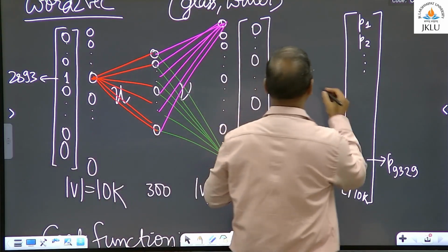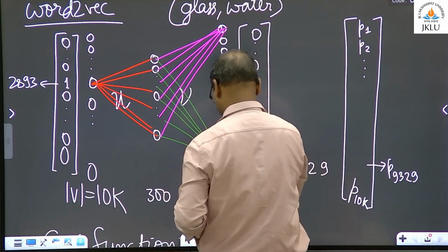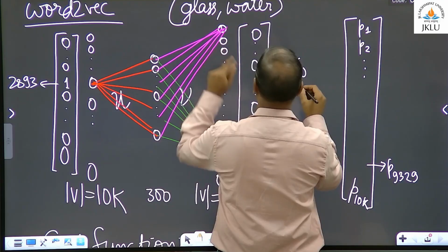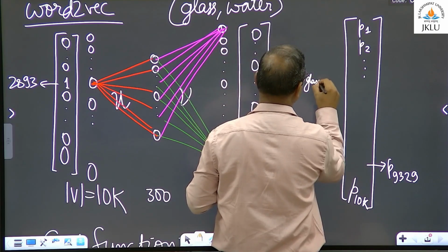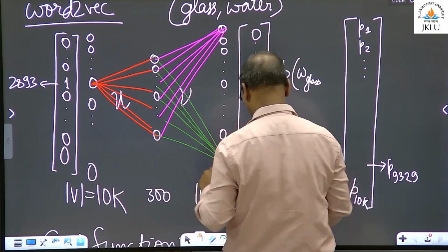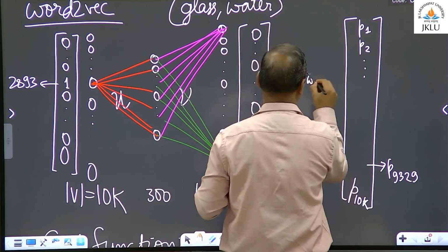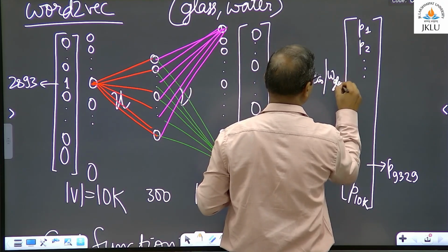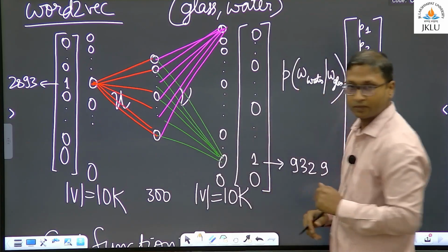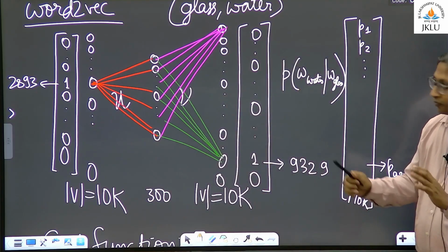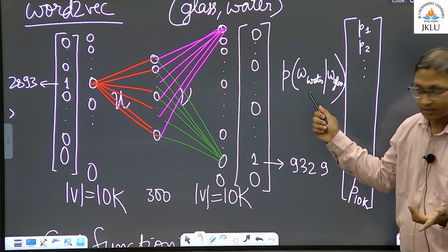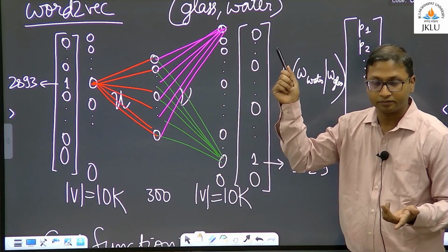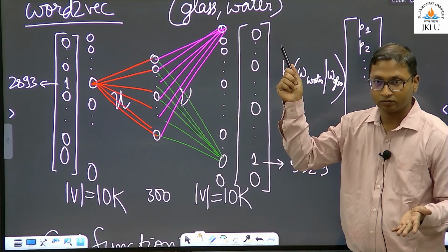This is nothing but P of W water given W glass. So for every pair you are maximizing this probability, because otherwise you won't get this one hot vector. Make sense or no?